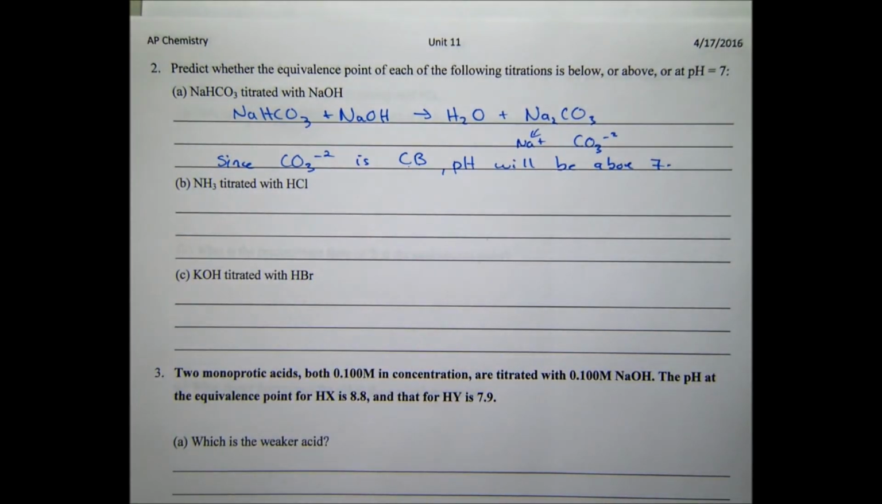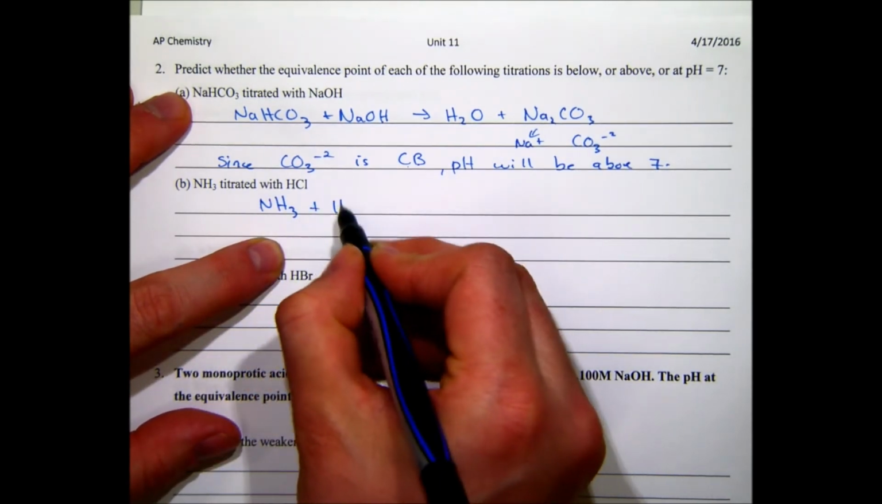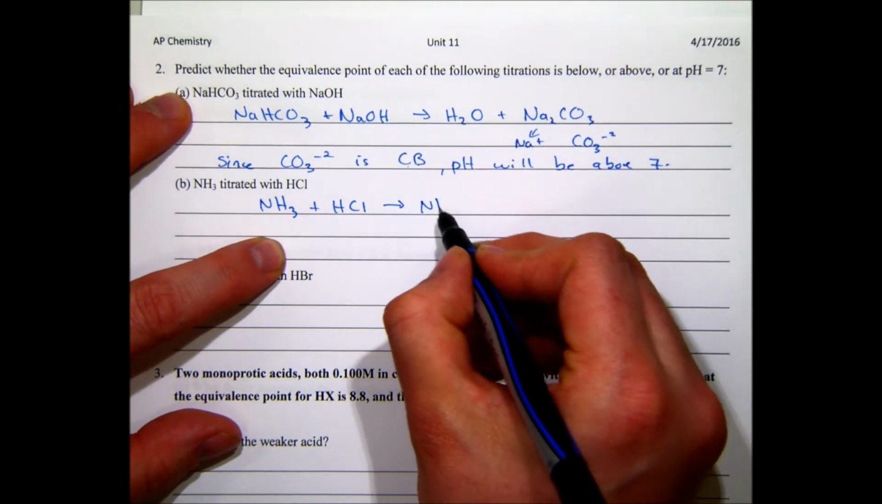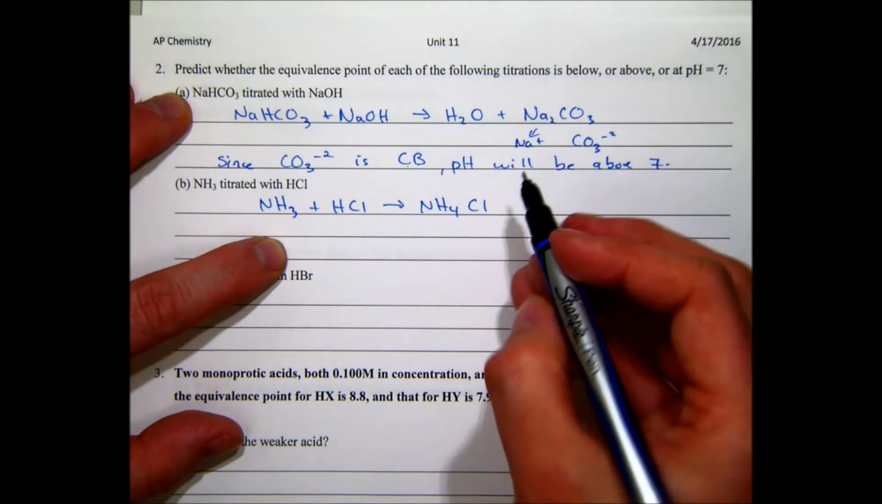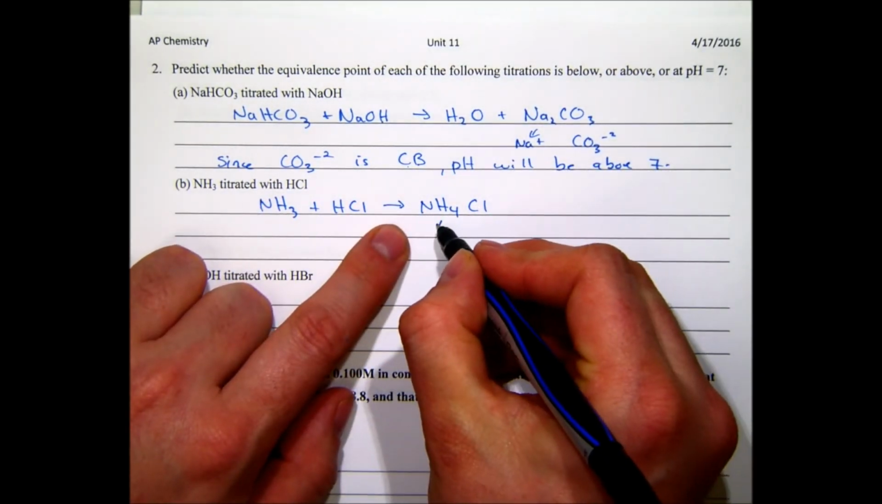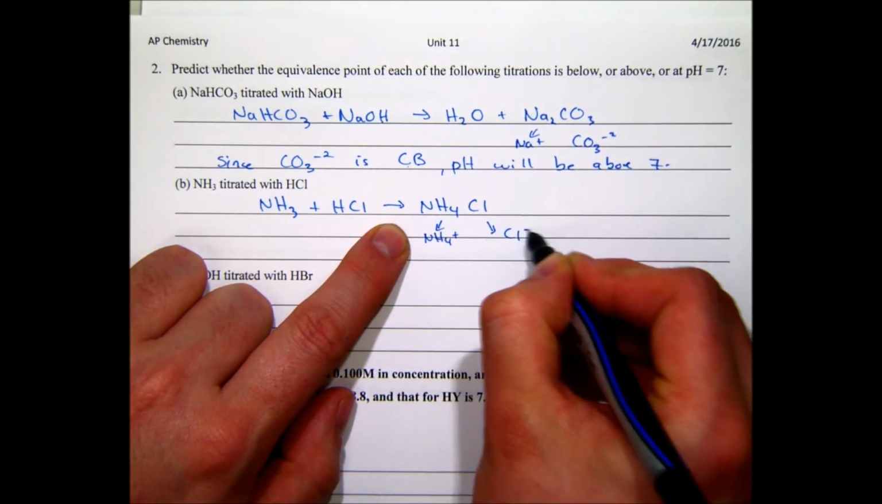So now we have the next question B. It says ammonia is titrated with HCl. So again, write your equation out. NH3 plus HCl produces NH4Cl. So at the equivalence point, all of this is a reactant, and I have two things present. I have NH4 plus and chloride minus.